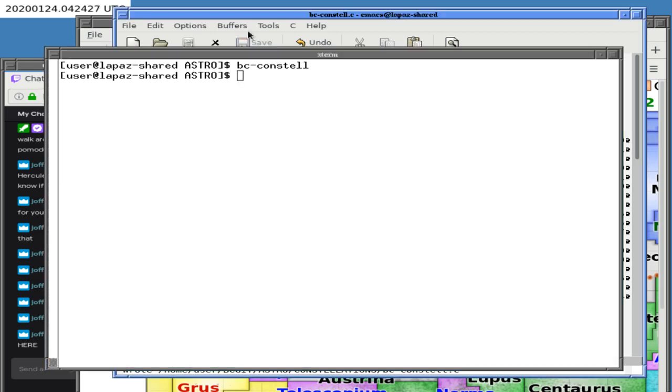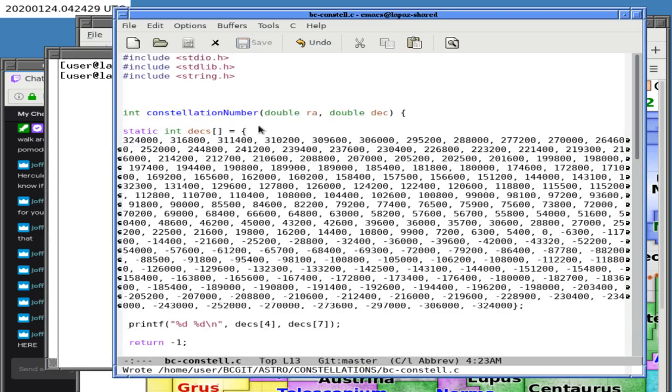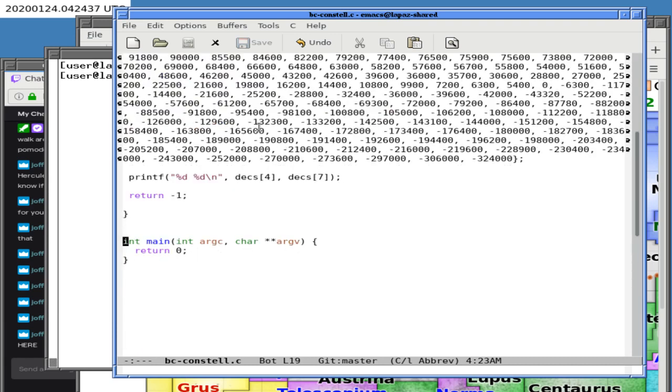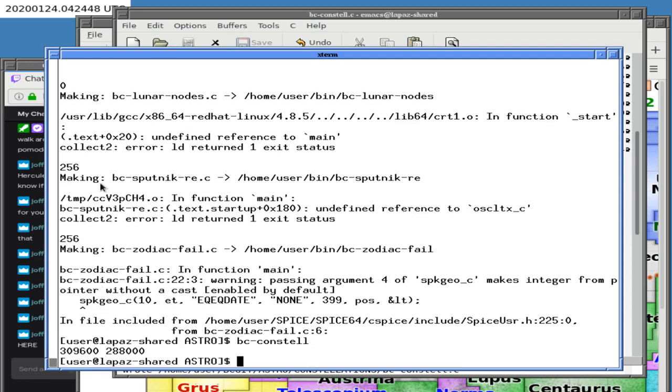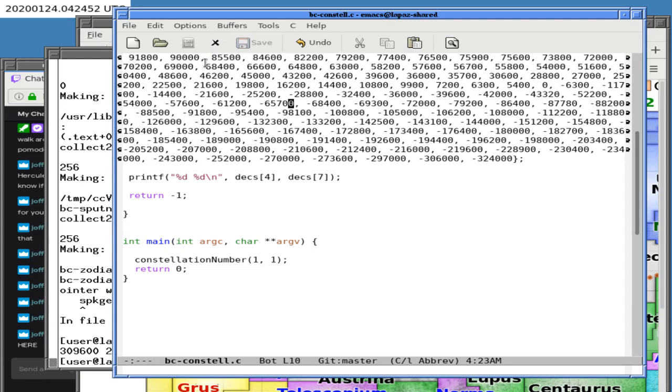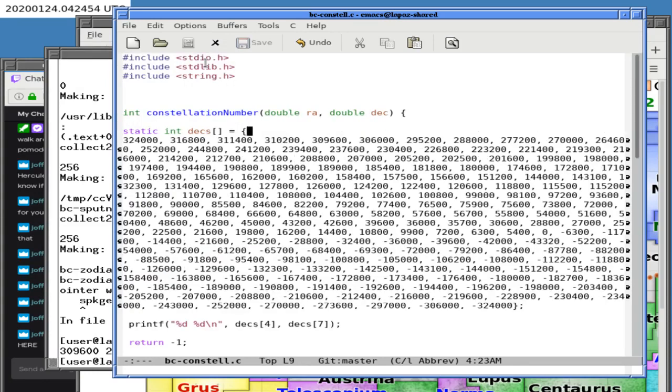Not good. Oh, I never actually called this function, did I? Okay, now let's see what happens. Yay. Totally useless, but yay. Okay, and then I guess we can do that with our right ascensions as well. This is a declination list.